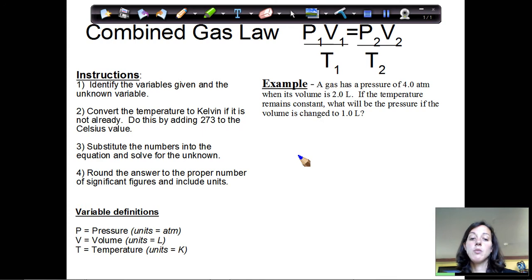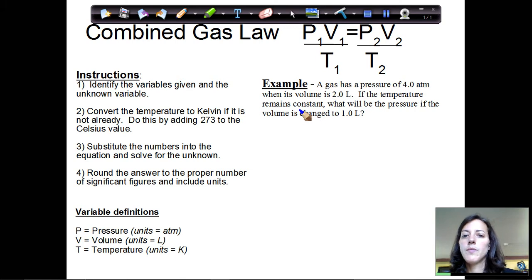Temperature must still be in Kelvin for this equation. We don't want to end up with a negative volume, which happens frequently if one does not change the temperature to Kelvin.